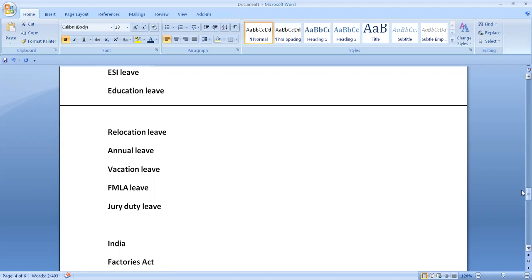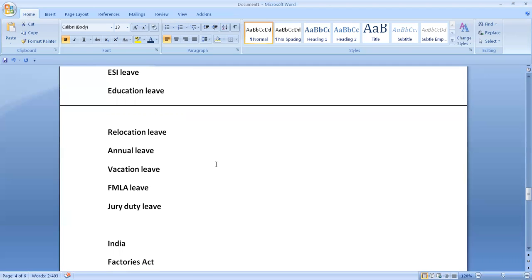Vacation leave is given usually in hours. This is not defined specifically. It is also usually maintained at 40 to 80 hours. Then you have FMLA leave. FMLA leave is specifically for the US, where you can use it for adoption of a child or birth of a child. For some family member illness or other things, it can also be made.